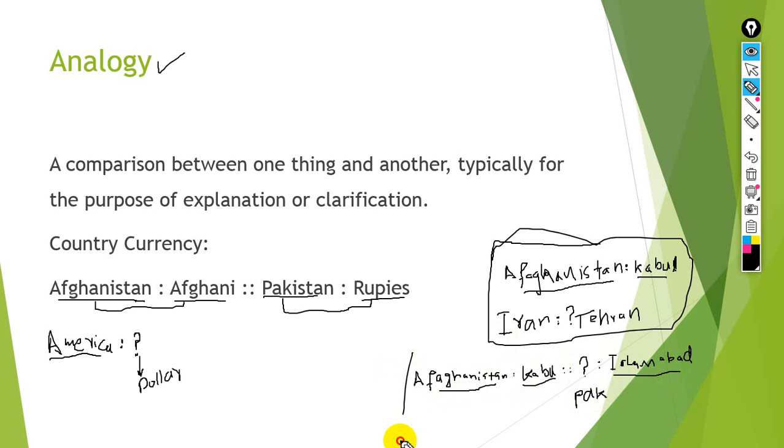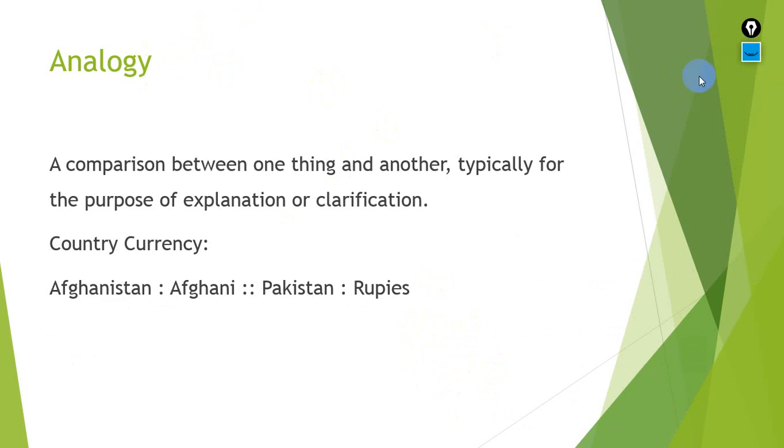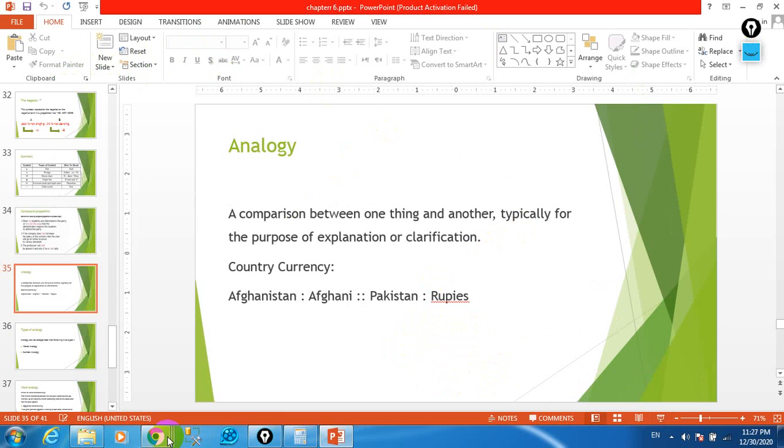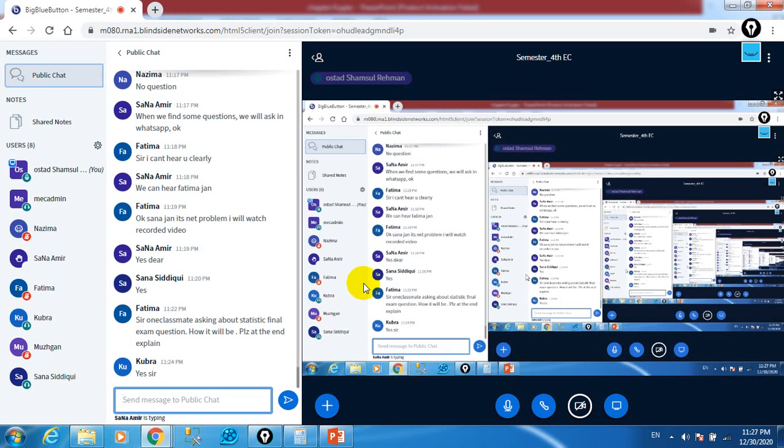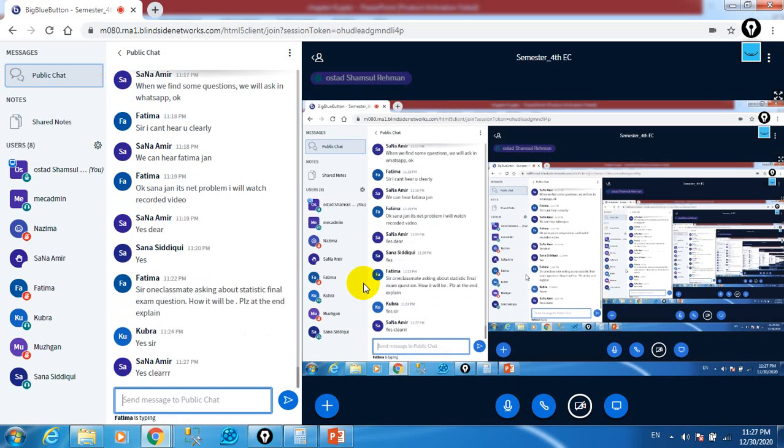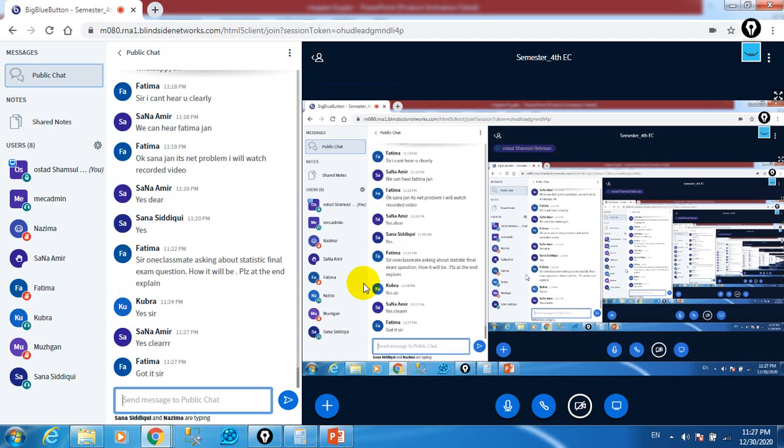So the question will be given to you just like this. These types of questions, these types of comparison of two words, we can say this is the analogy. If you have any question related to this slide, you can ask. Do you have the concept of analogy? You got the concept of analogy? Okay, it's clear.